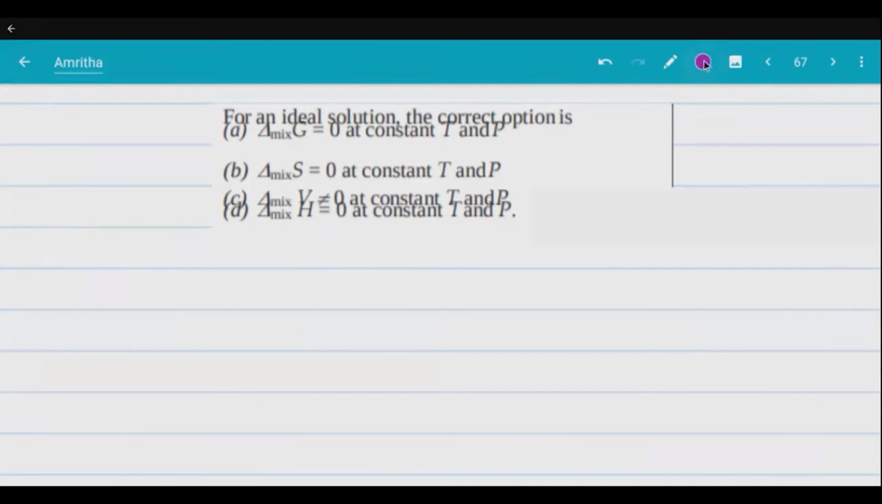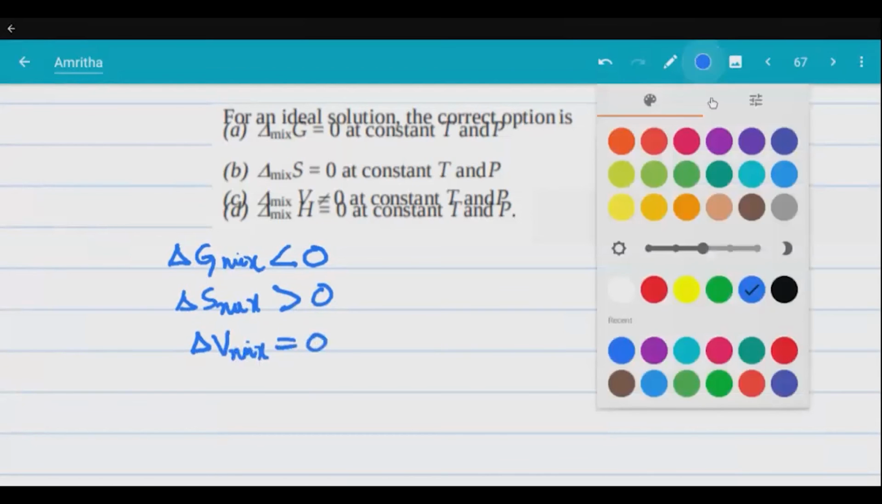Listen carefully. When you mix two liquids, it is a spontaneous mixing of two liquids. Delta G mixing is less than 0 and delta S mixing should be greater than 0. Entropy should be positive, but Gibbs energy should be negative. And delta V mixing should always be equal to 0.